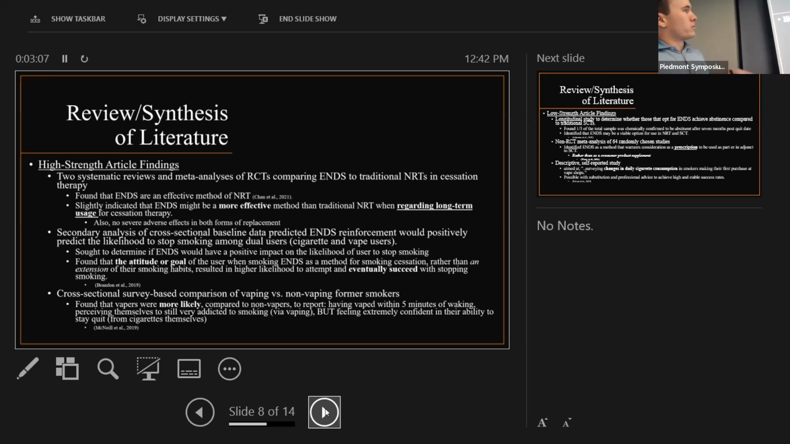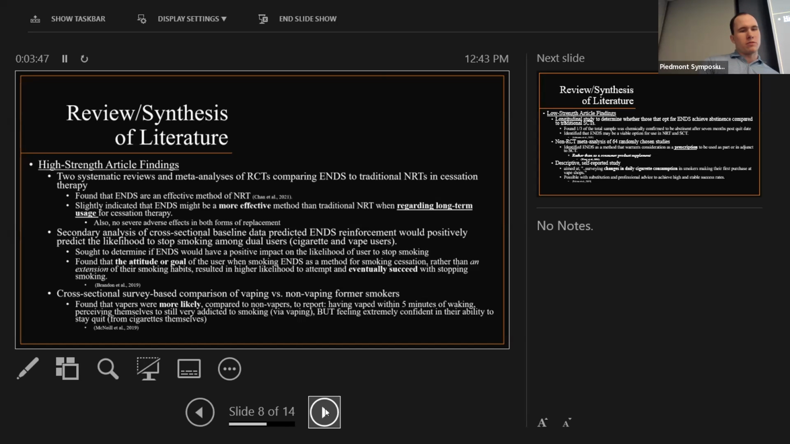So all of my high strength articles compiled. The first 2, those 2 level 1s, like I said, they're systematic reviews and meta-analyses. So basically just compilations of randomized control trials, and they're looking at the overall findings that they found throughout all of them. And so they found that electronic nicotine delivery systems, so vapes, are an effective method of replacement therapy. And they suggestively indicated that they could be more effective than traditional replacement therapy when you're looking at long-term effects. And also noted that there are no severe effects in either nicotine gum, nicotine patches, so traditional, or vapes.